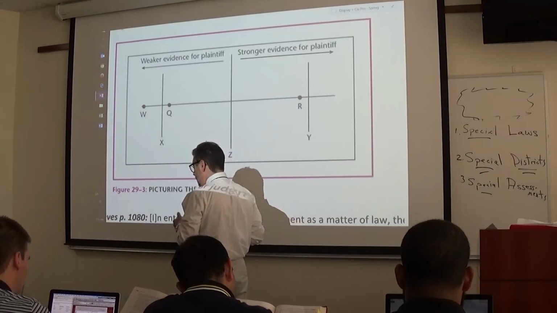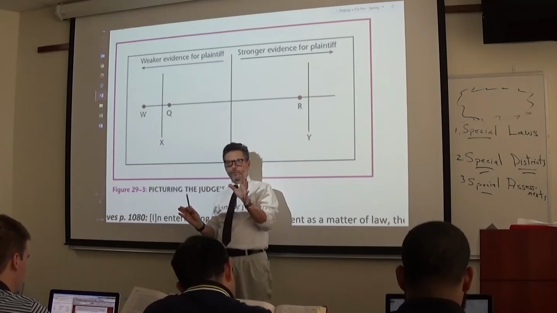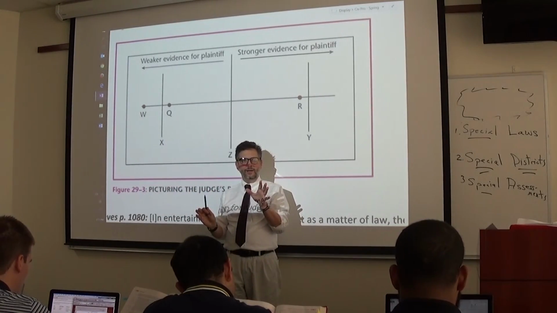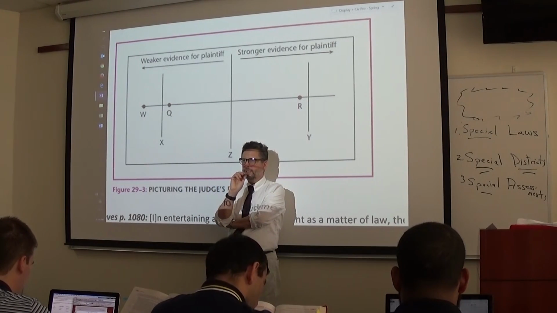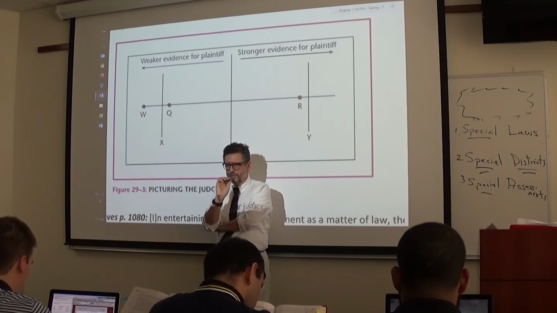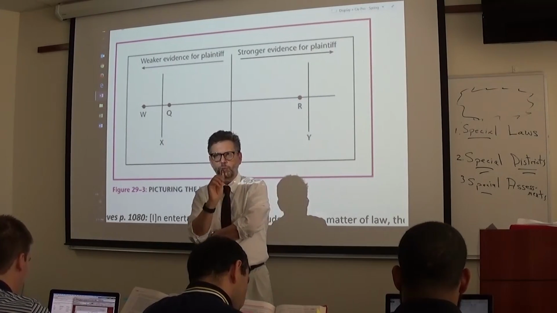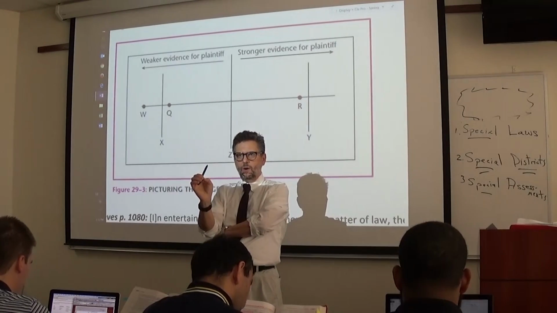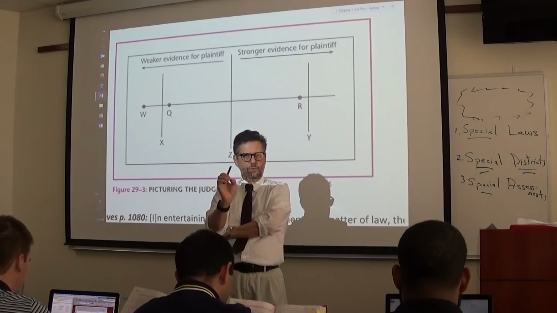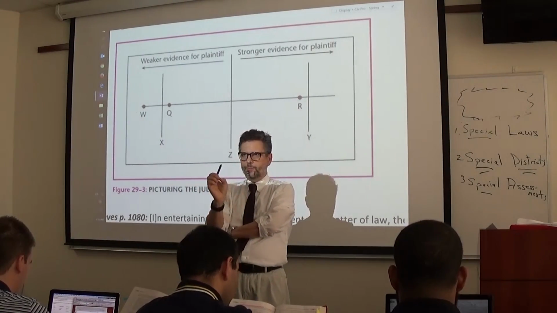Well, this is all about the burden of persuasion, right? You're the plaintiff on your claim, you have the burden to persuade the jury that the defendant was negligent, and that burden remains with you at all times. Summary judgment and Rule 50 are about the burden of production, right? It's about the burden of production.